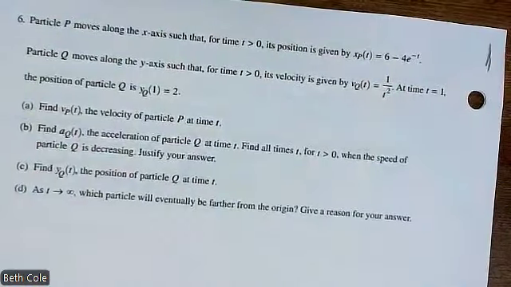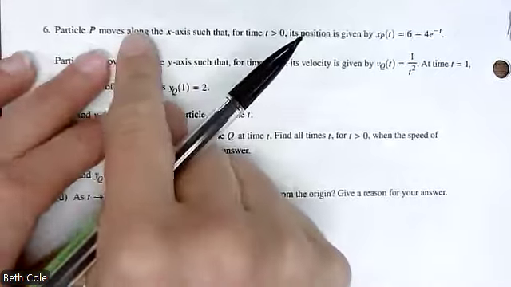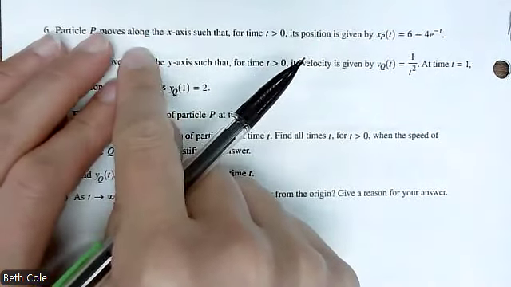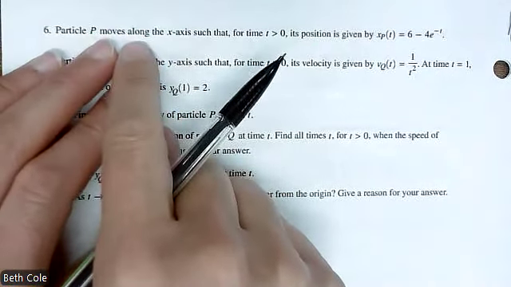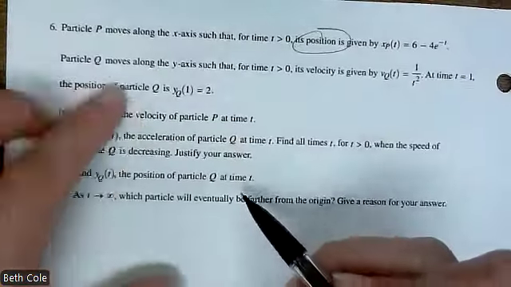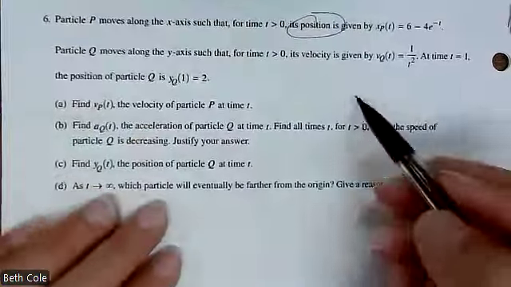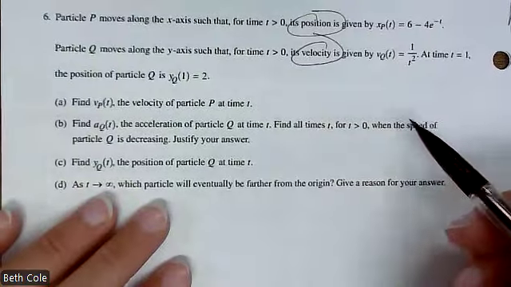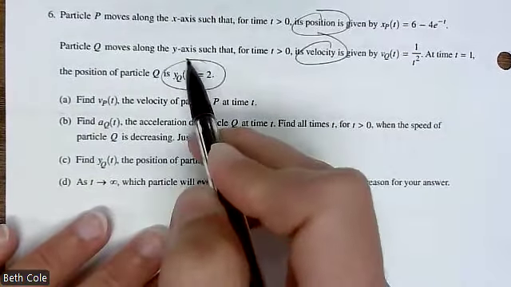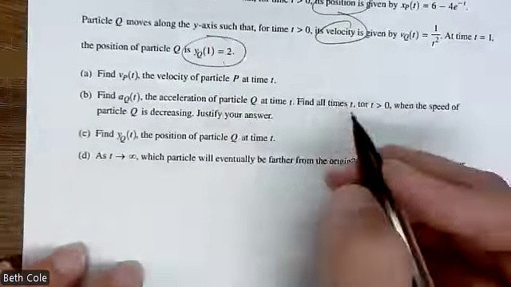Particle motion. Particle P. I don't want to read to you. That teaches you to not read. What do they give you for particle P? Position. Keep reading. What do they give you for particle Q? Those are 2 different things. And then for Q, they give you initial condition. All right, here we go.